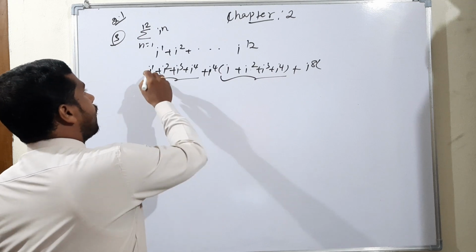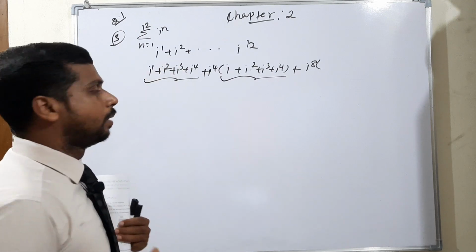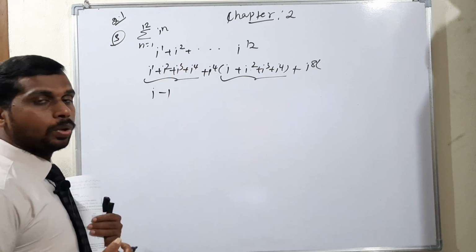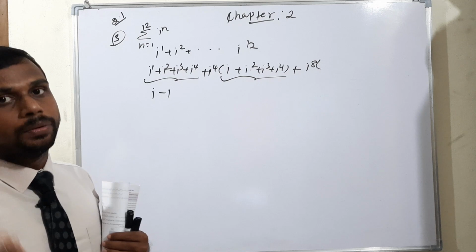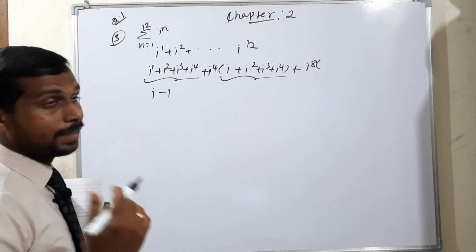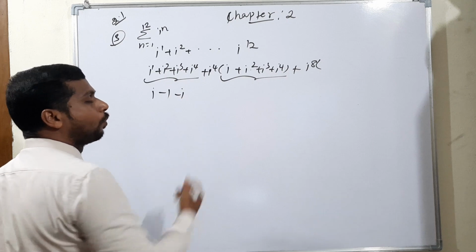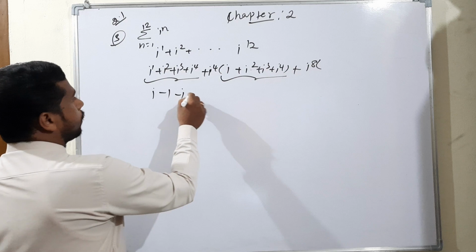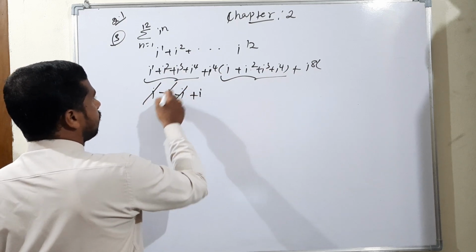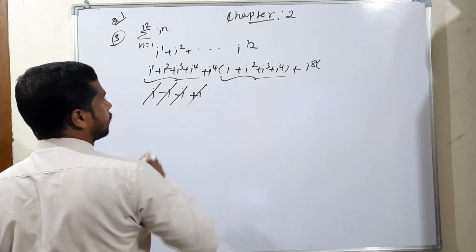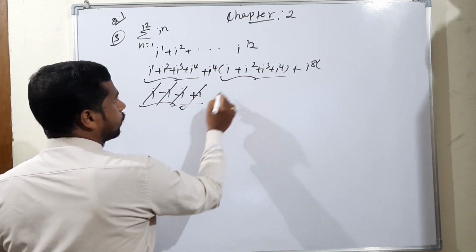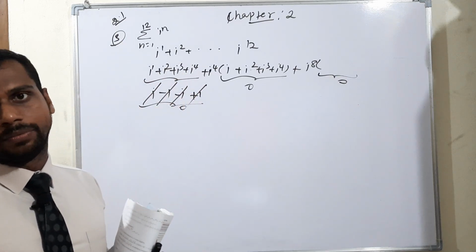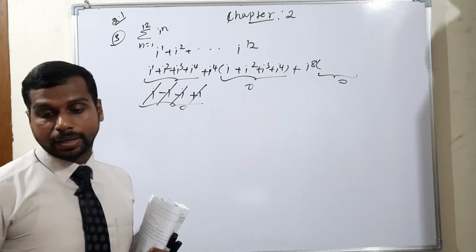Already you know i to the power 1 is i. Then i squared is minus 1. For i cubed, already I told you, the power divided by 4 leaves a remainder of 3, so minus i will come. Then i to the power 4 is i squared into i squared, which is minus 1 into minus 1, so positive 1. So i and minus i cancel, minus 1 and positive 1 cancel, so the sum is 0. Here also 0 will come, and the last part also 0. So 0 plus 0 plus 0 means the answer is 0. This is the answer to question number 3.